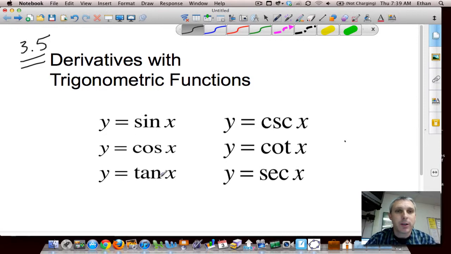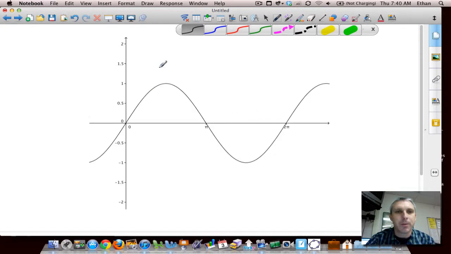Okay, these are the 6 trig functions that we are going to be working with, and you'll need to memorize what the derivatives are for each one and how to use them. So let me just talk about this in general here first. So here we go. This is my, I hope we know this, sine graph. Sine starts at (0, 0), has a period of 2 pi, and it looks something like this.